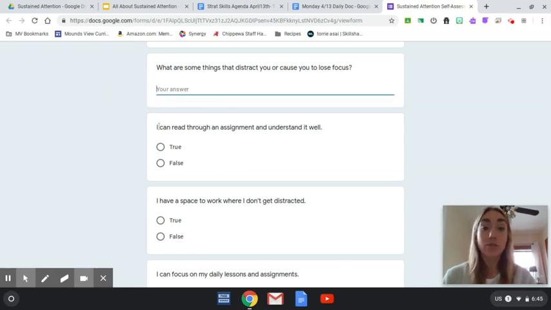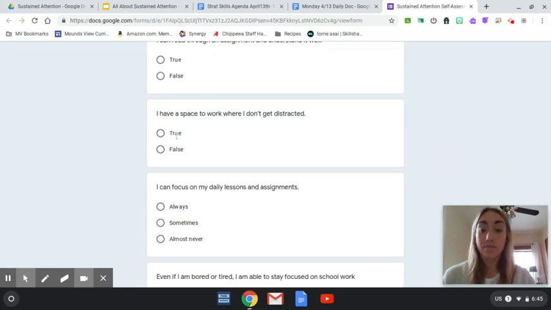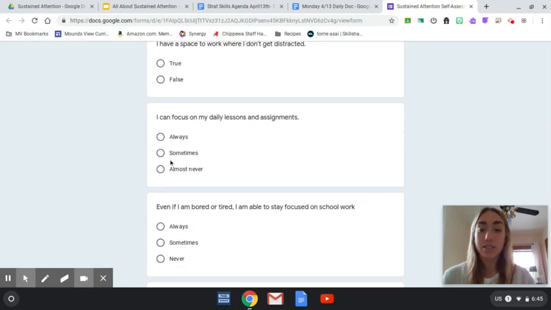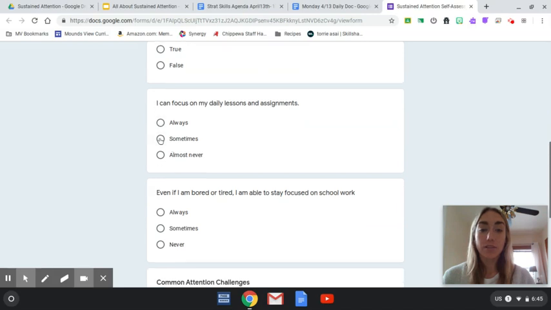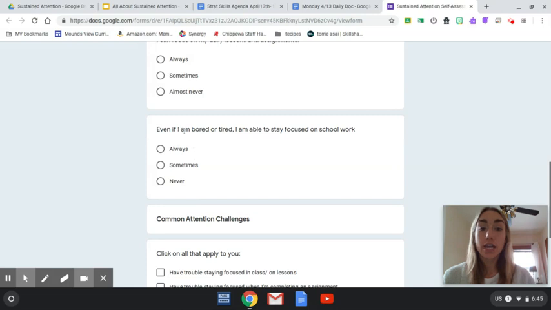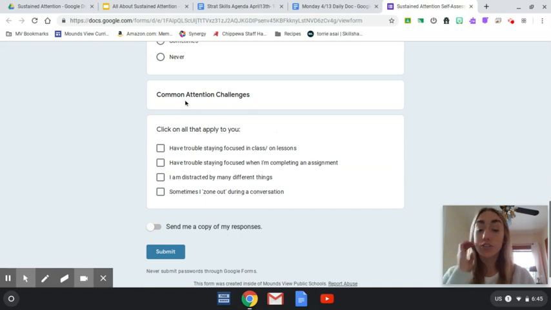Next one, I can read through an assignment and understand it well. True or false? Okay, some of you can read through them and understand it well and stay focused, others not. I have space to work where I don't get distracted. Okay, that's really important during this distance learning. True or false? I can focus on daily assignments and lessons. Always, sometimes, or almost never. Even if I'm bored or tired, I'm able to stay focused on schoolwork. Always, sometimes, or never.